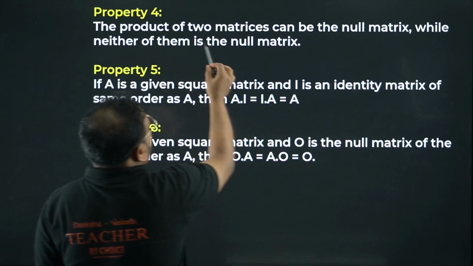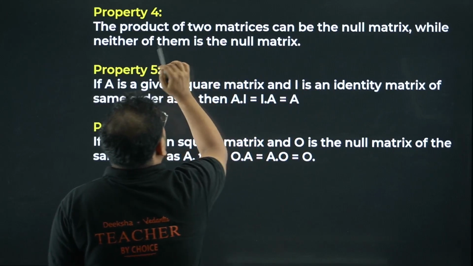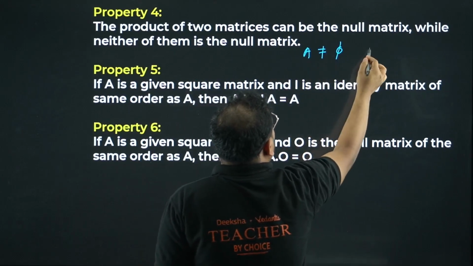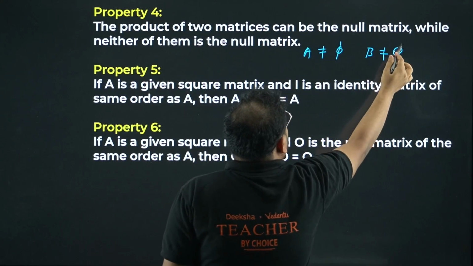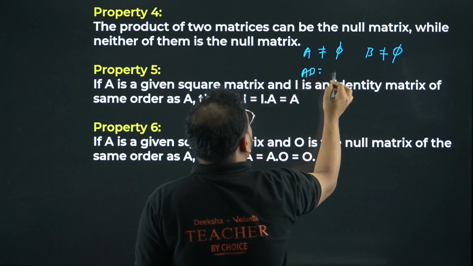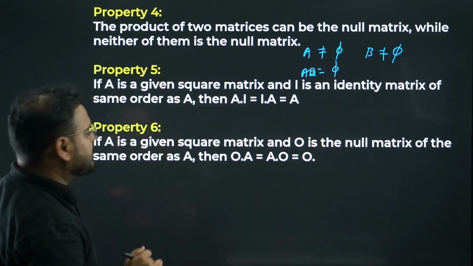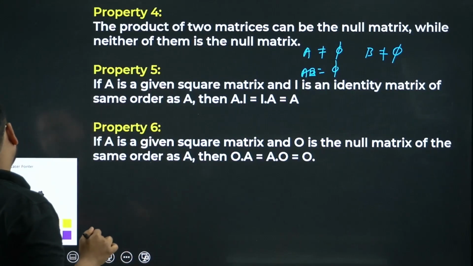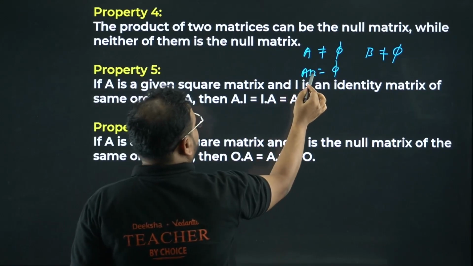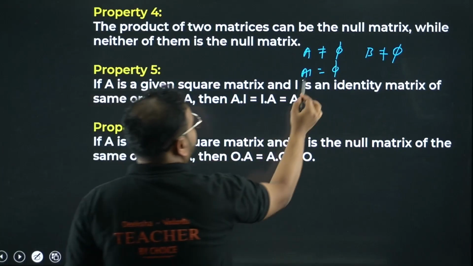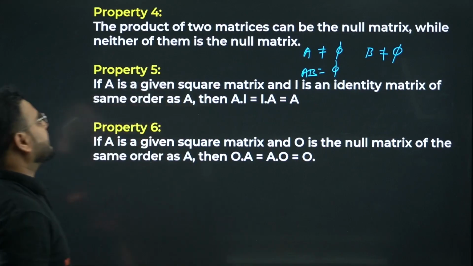Even though A and B are not null matrices, I can have AB as a null matrix. Means let's say I have A not equal to null matrix, I have B not equal to null matrix, but I can still get AB equal to null matrix. Okay, that is there. So that property is there. Please revise these properties. Okay, great.